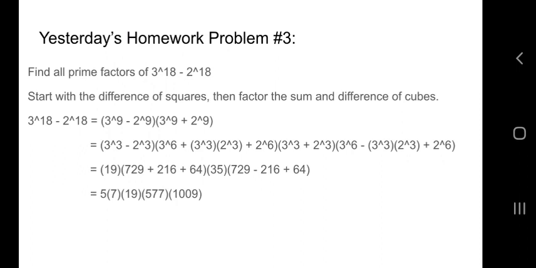And of course, the number 18 is divisible by 2, and it's also divisible by 3. So that means that both 3 to the 18th power and 2 to the 18th power are perfect squares, and they're also perfect cubes. So that means we have a choice. Are we first going to factor this as the difference of squares? Or are we first going to factor this as the difference of cubes?